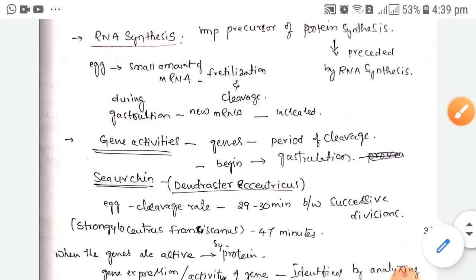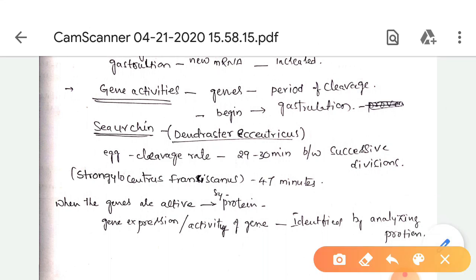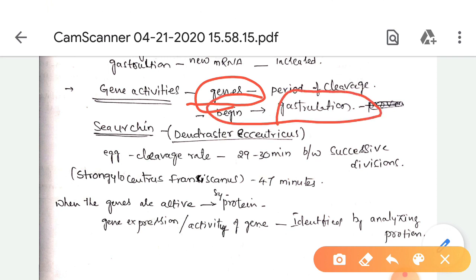And the next one, gene activities. The genes are dominant throughout the period of cleavage. Some genes express themselves only during the gastrulation time, not in the cleavage time. We can observe this in the sea urchin.